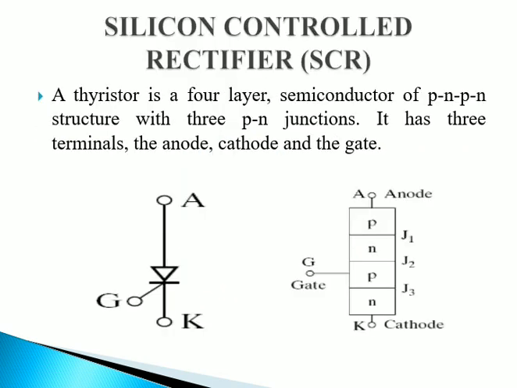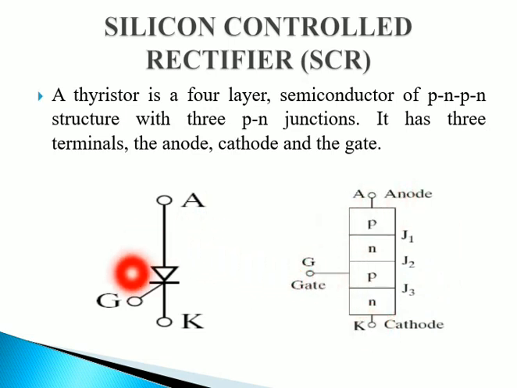The next one is SCR. Now SCR stands for Silicon Controlled Rectifier. When I define SCR, it is also known as a thyristor. It is a 4-layer semiconductor of PNPN structure with 3 PN junctions. The junctions are J1, J2 and J3, and it has 3 terminals: one is anode, one is cathode and one more is gate.